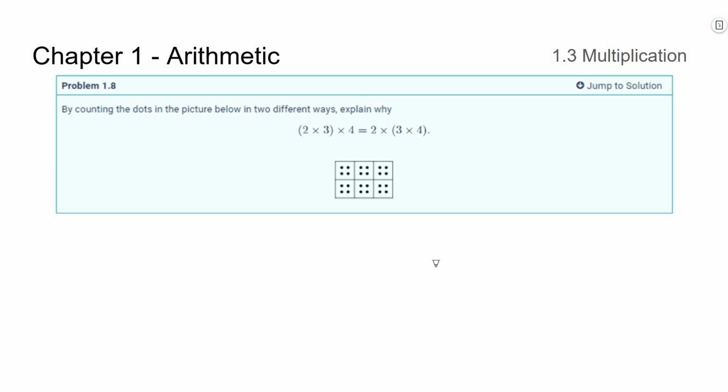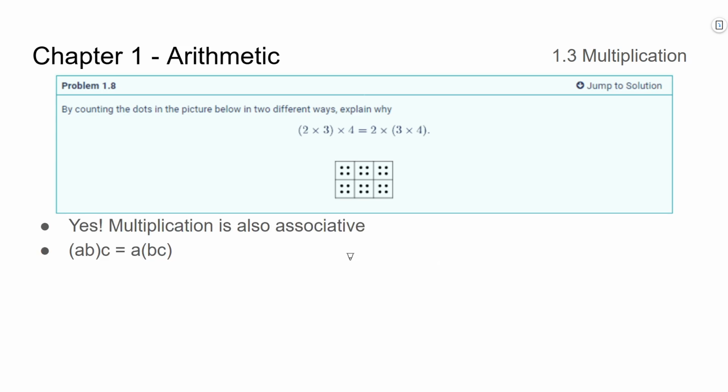Okay, and if you had a chance to think about that, multiplication is associative. So these would be the same value. And if you multiply that out, you would get 6 times 4, which is 24. And this here would be 12 times 2, which is also 24. So they come to be the same value.